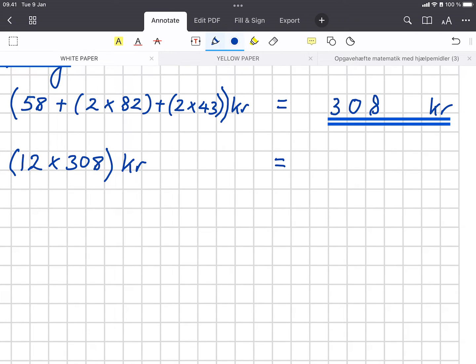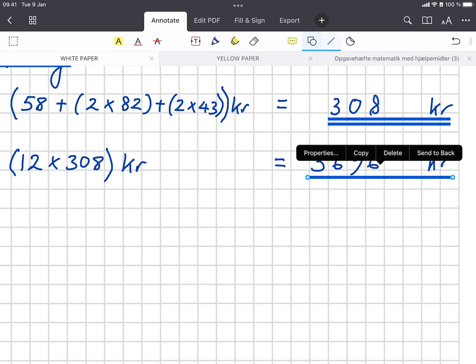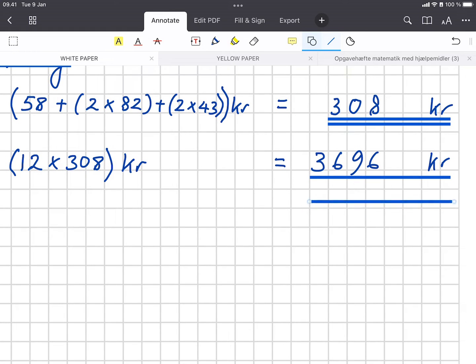Yeah. So 3696 krona. I'm going to underline it again. There. Copy that. Paste another one. And nice and neat for the second answer.